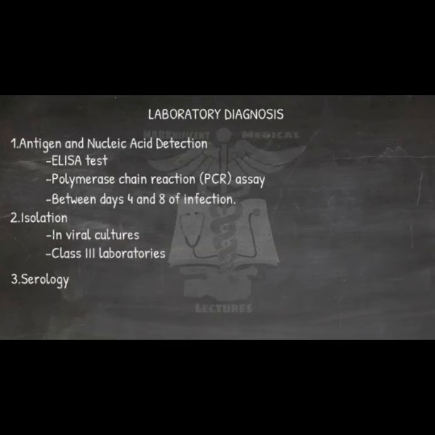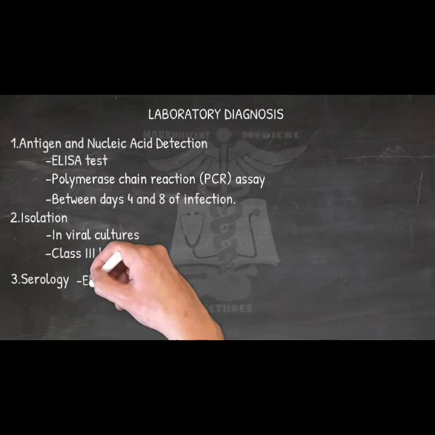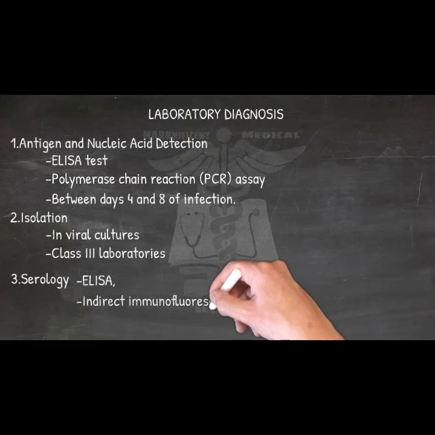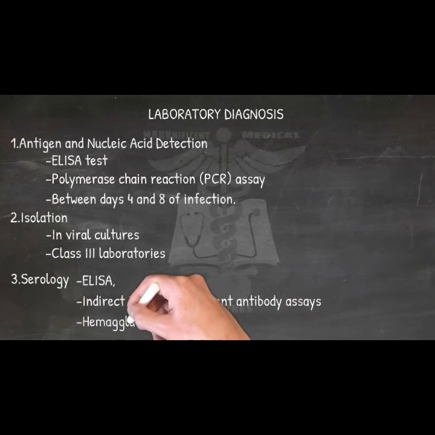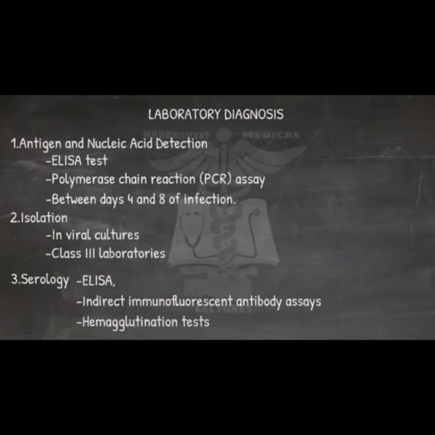3. Serology. ELISA, indirect immunofluorescent antibody assays, and hemagglutination tests may be used. It is possible using a passive hemagglutination test in which red cells coated with coronavirus antigen are agglutinated by antibody-containing serum.